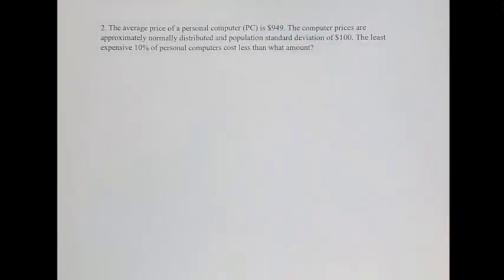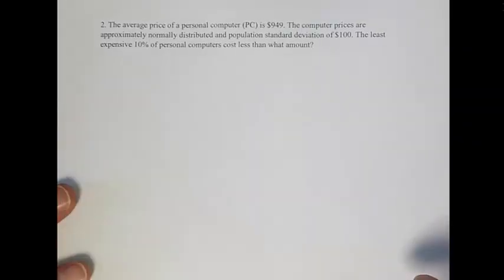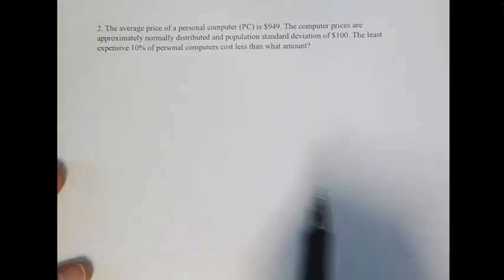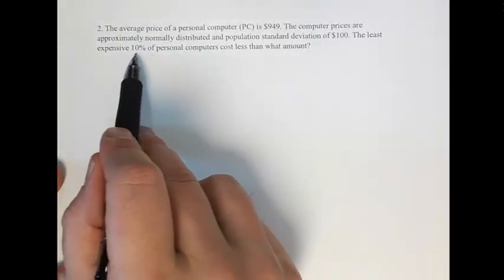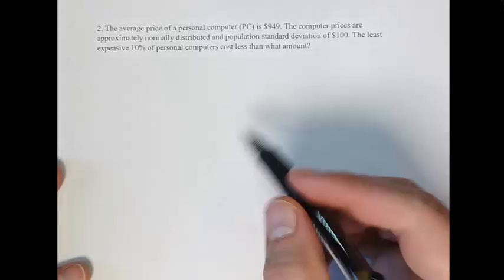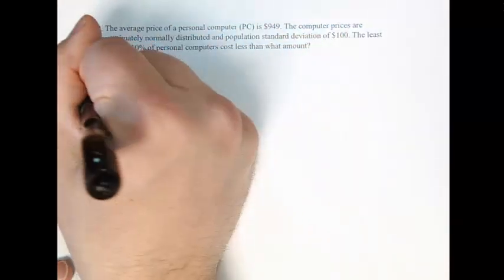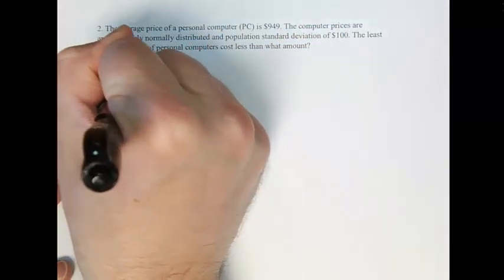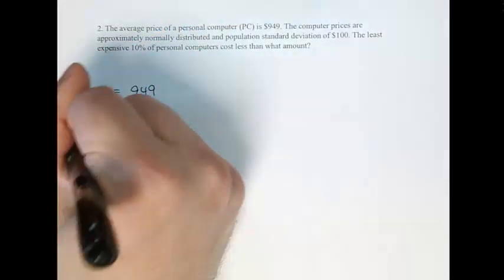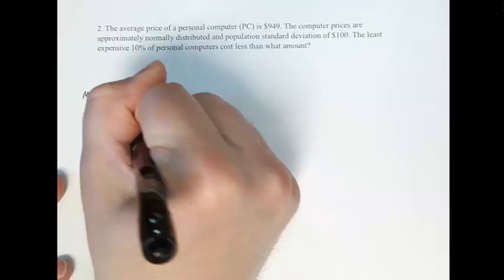All right, the average price of a personal computer is $949. The computer prices are approximately normally distributed with a population standard deviation of $100. The least expensive 10% of personal computers cost less than what amount? So this is now in reverse. So I have this percentage and I'm trying to work backwards to find a particular cost. So let's identify our information still. The mean is 949. Standard deviation is 100.